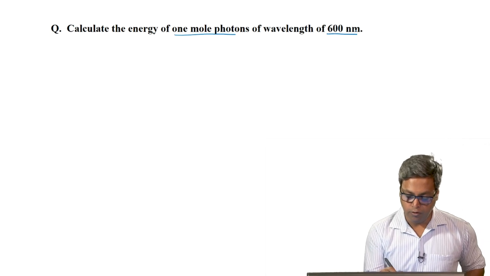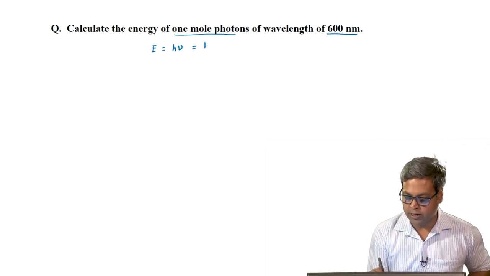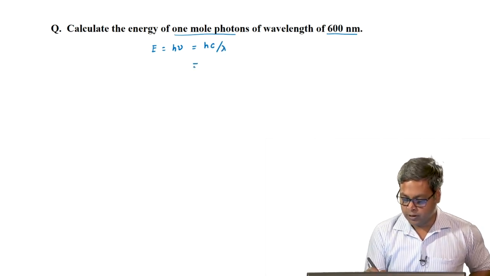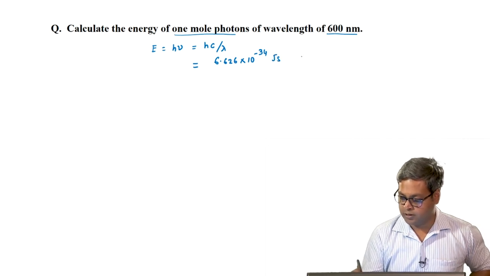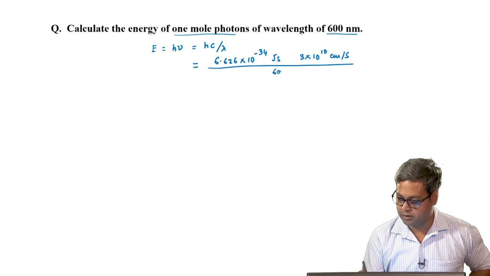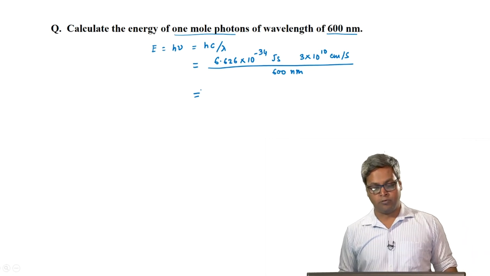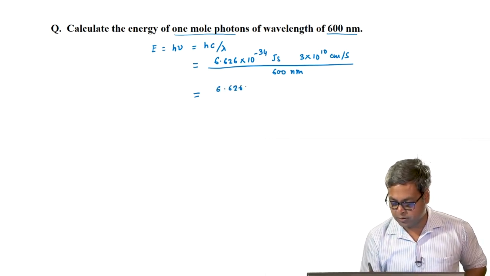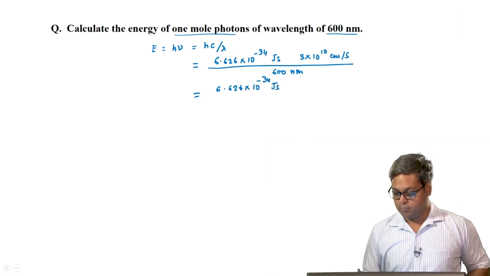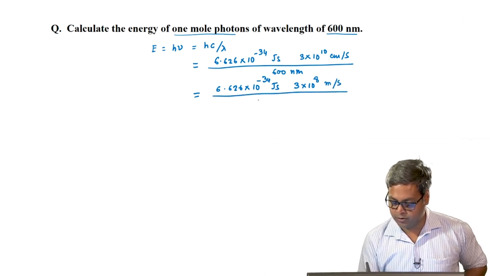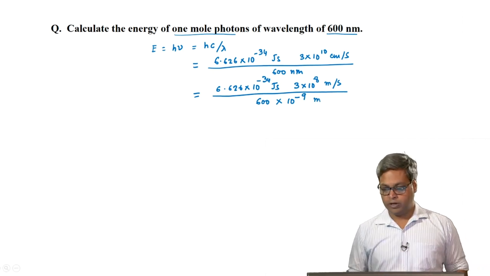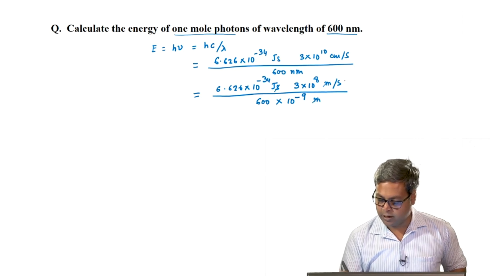So, how to solve this? We know E equals h nu equals h c by lambda. So, we can put in the values. h is 6.626 times 10 to the power minus 34 joule seconds. c is 3 times 10 to the power 10 centimeter per second and lambda is 600 nanometer. Now, if we convert all the units to SI units, we still have 6.626 times 10 to the power minus 34 joule seconds, but the speed of light becomes 3 times 10 to the power 8 meter per second and the wavelength becomes 600 times 10 to the power minus 9 meter. So, meter and meter will cancel out, and second and per second cancel out.